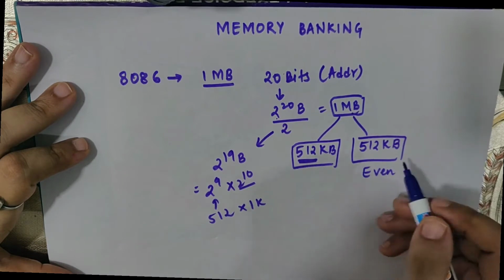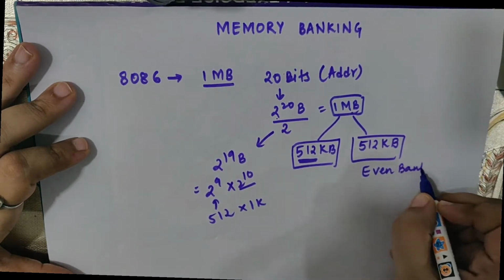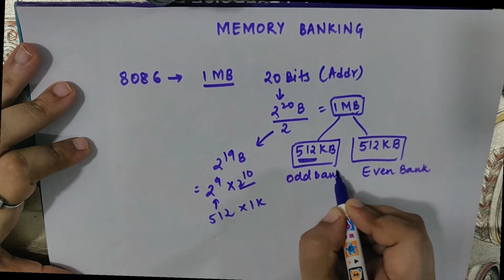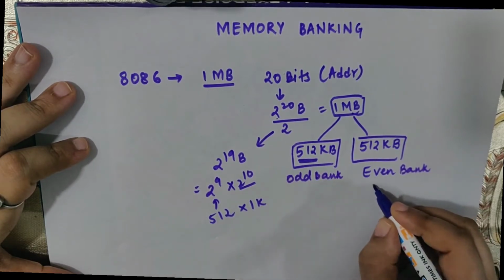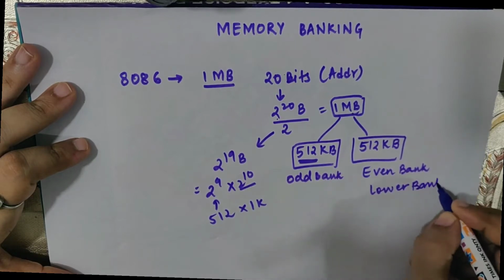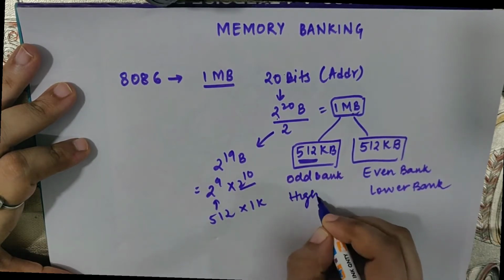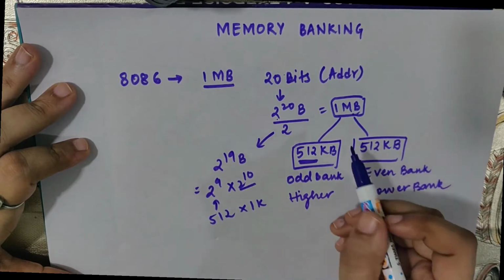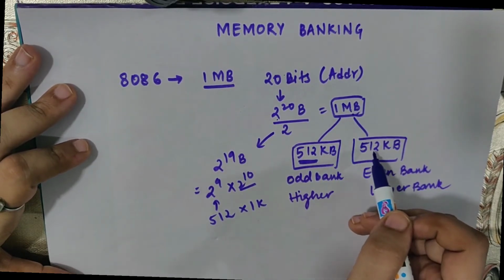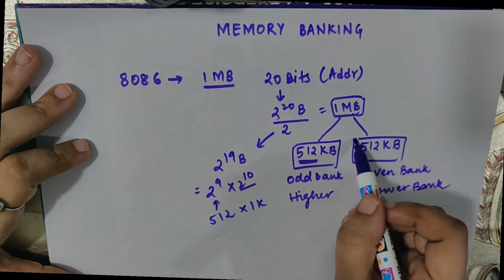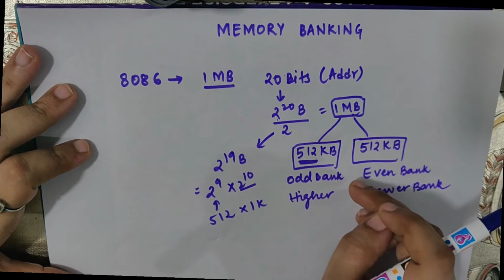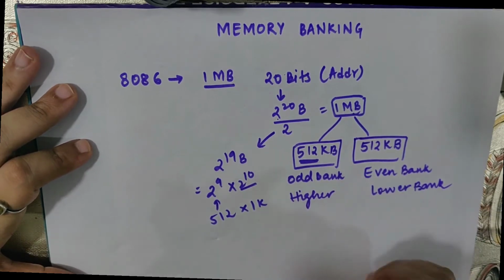These chips are also called the even bank and odd bank, or lower bank and higher bank. Now what is the reason behind dividing this memory into 2 chips? That we will see. Actually, memory banking is a solution to a problem. So first we will understand what the problem is.